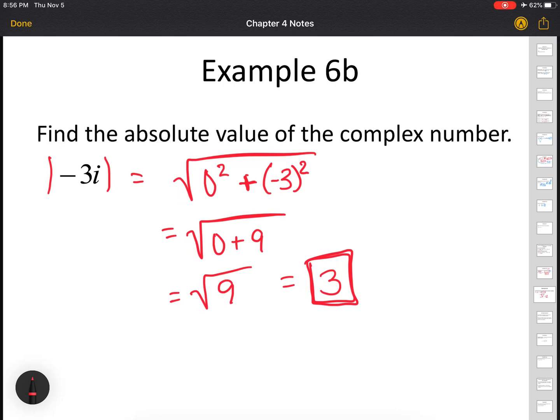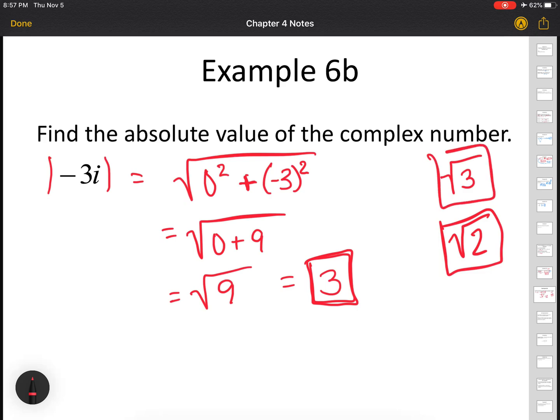Okay, so in both of these examples, it did work out to be a regular old whole number. But it can still be the case to boil down and get something like the square root of 3 or the square root of 2, something that cannot simplify all the way down perfectly. So it is okay to get an answer that looks like square root of 2 or square root of 3 when you do take an absolute value of a complex number.